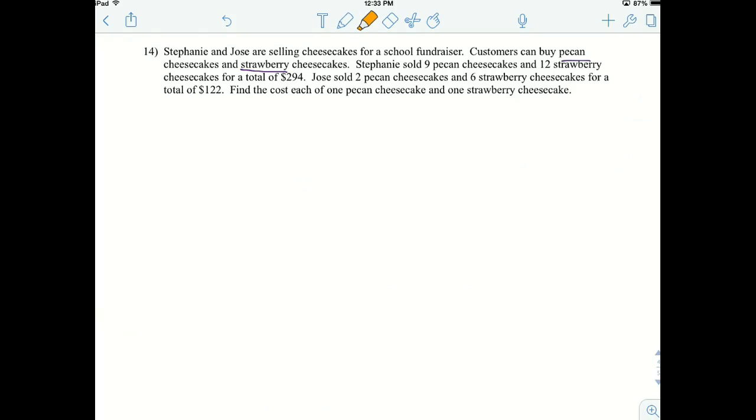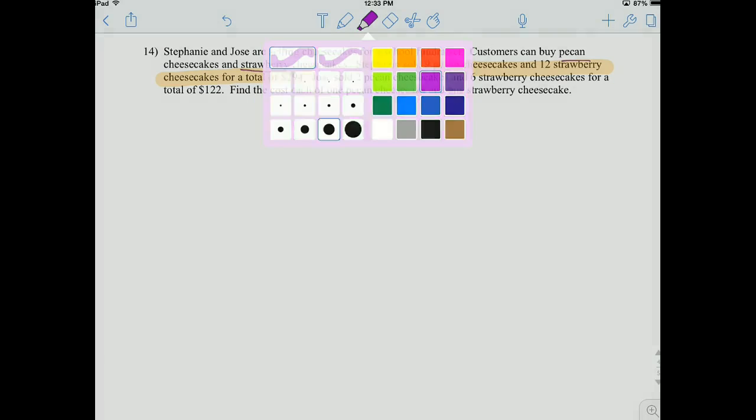I want to break it down into a couple sentences that stand out to me. The first part tells me they're selling cheesecakes. The second sentence tells me that there are 2 different kinds. Then it gets into Stephanie's situation. I'm going to just highlight that right there. If you have colored pencils or highlighters, I would very strongly encourage you to use those as well, or to ask to get some.